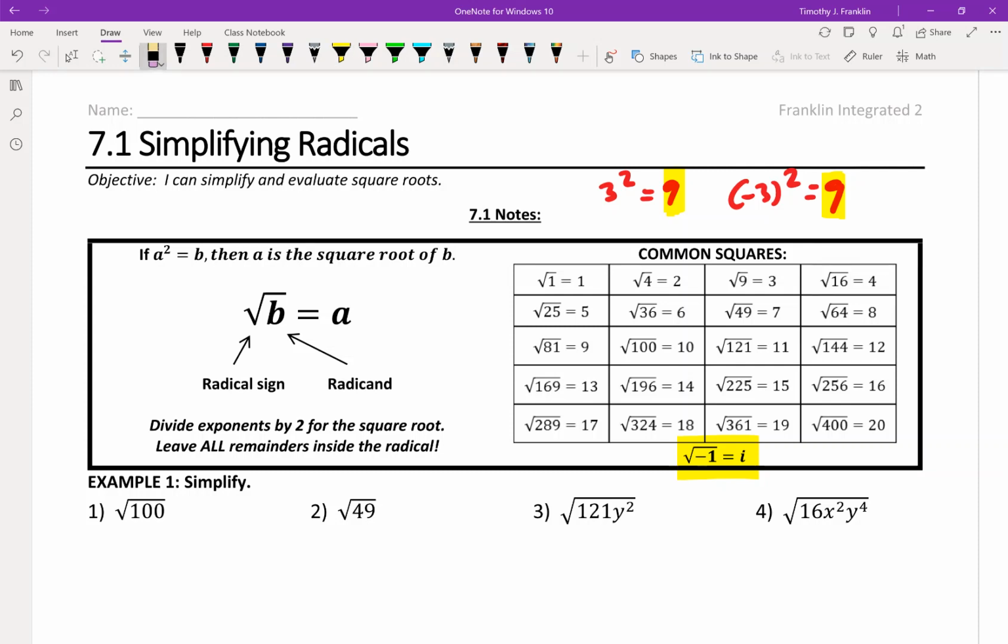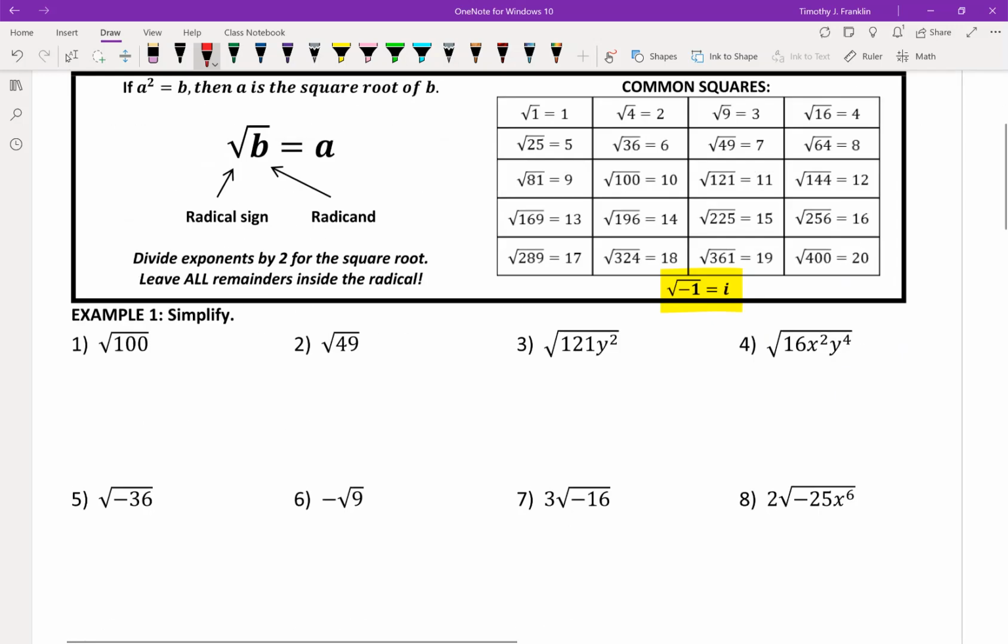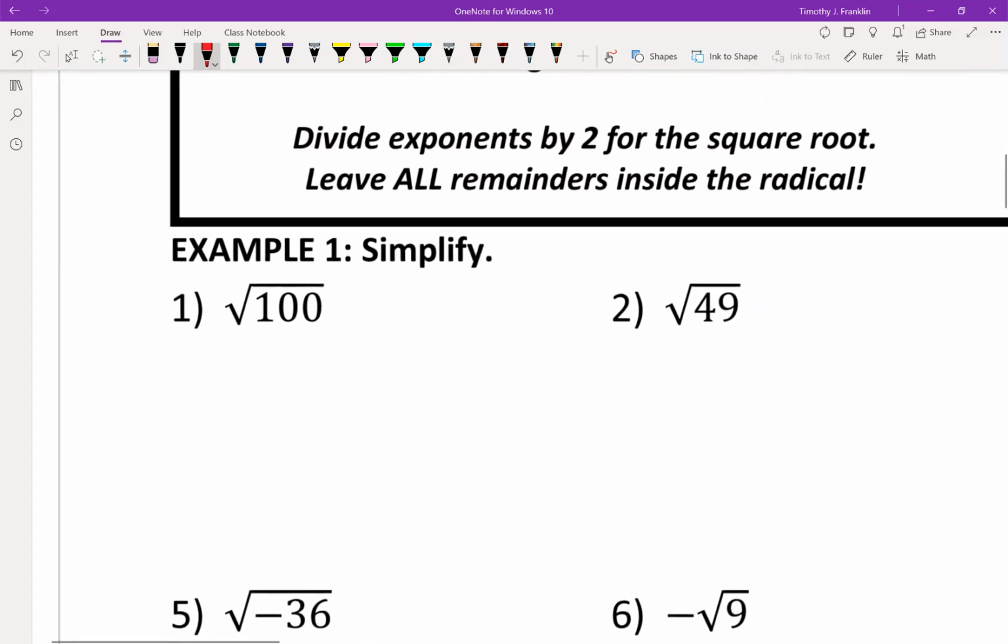So we've come up with a way in math to allow for this, and that's with imaginary numbers. So if you have the square root of -1 or a negative anything, you're going to have an i in your answer. And you'll see that when we do some of these examples. So let's get to it. Square root of 100, really simple. That is 10, because 10 times 10 is 100. Square root of 49, that's 7, because 7 times 7 is 49.